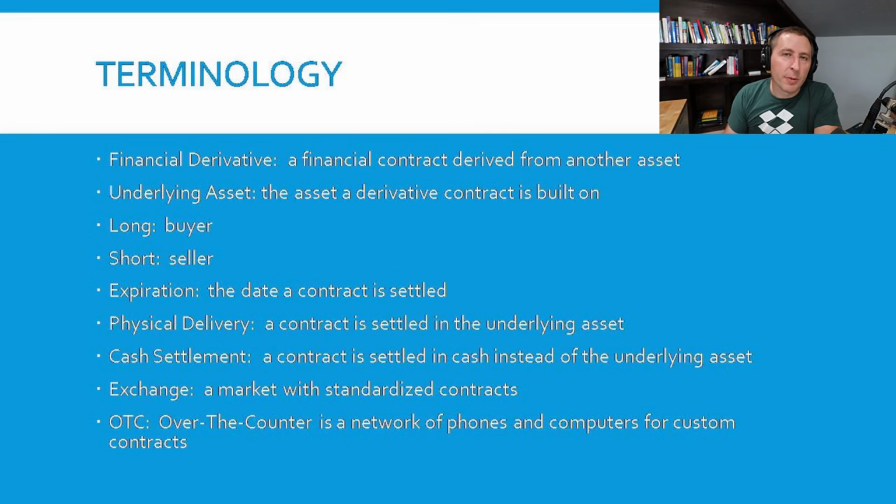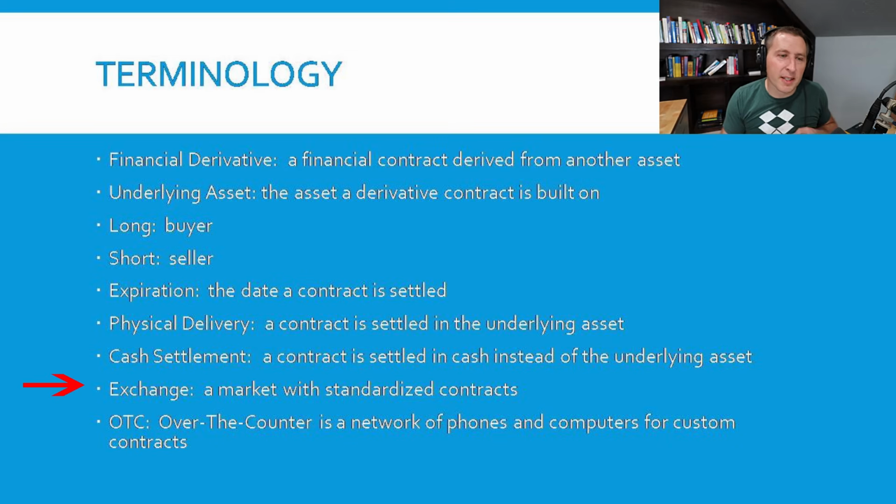And then I'm going to talk a little bit in some of these products about the exchange versus OTC. The exchange is going to be a standardized contract on some sort of market. Like the CBOE, the Chicago Board Options Exchange. More or less, it's a standardized exchange with standardized products.